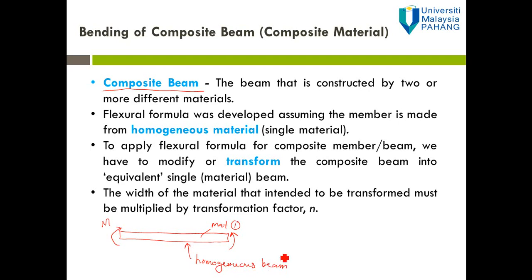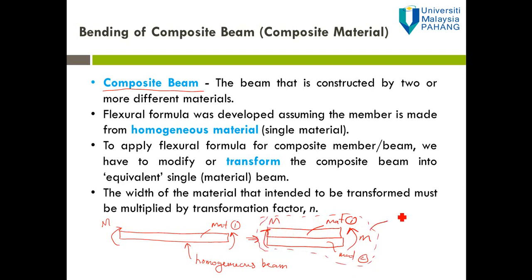Now let's say the beam is made from two or more different materials. For this case the beam is made from material 1 and also material 2, and then subjected to bending moment M. So this is what we call a composite beam, because the beam is made from two materials, material 1 and material 2.